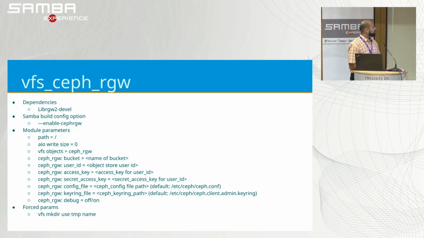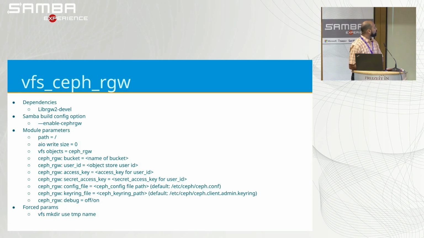So our VFS module is known as VFS Ceph RGW, and it has a few dependencies. It mainly depends on librgw2 devel, and it is generally packaged along with most distributions. We have provided a build configuration option, enable Ceph RGW, and we have also made sure that the configuration script automatically detects the presence of librgw2 and other dependencies, and if they are met, the module will be enabled.